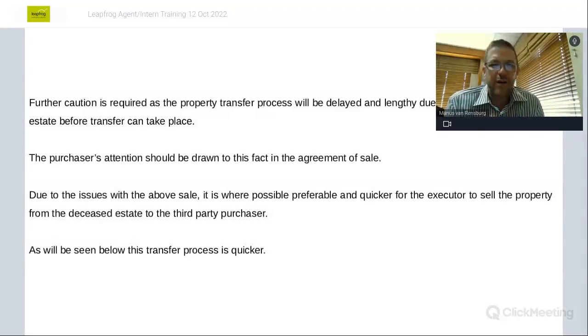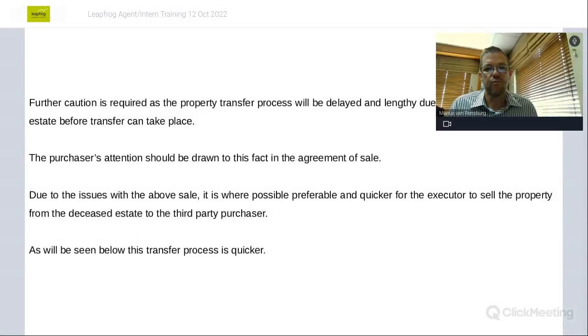So the one thing I'm really trying to communicate to you guys here is when you do this kind of transaction, you must understand the parameters within which you're working. We must talk to the executor. We must get a realistic assessment as to how long transfer will take, and we must make full disclosure to our buyer that this is going to take longer than usual. So the buyer's on board with us, and he doesn't try and cancel the transaction at a later stage.